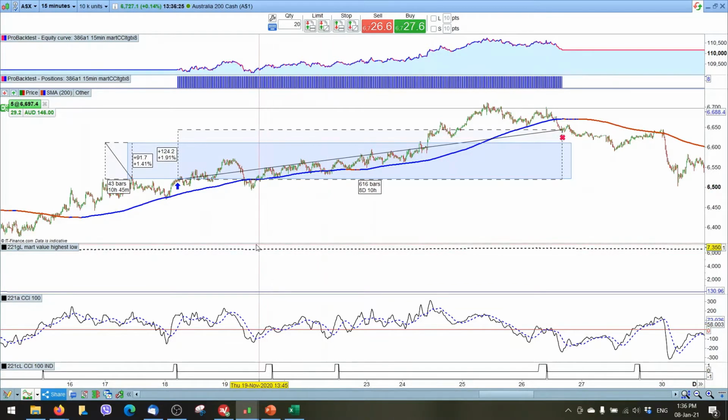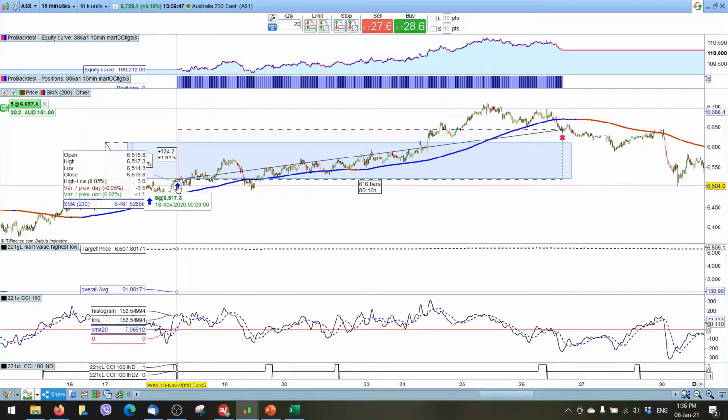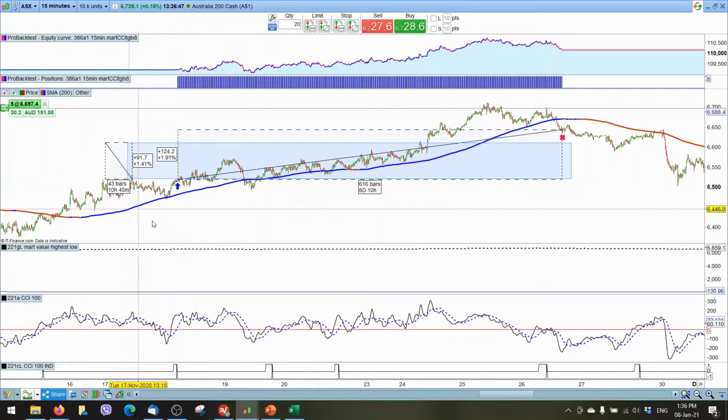So here I've redrawn the diagram in terms of where we entered and where we closed. And remember, the entry point was when the CCI moving average 20 crosses over the zero line, and the moving average of the price is in an uptrend, we enter the trade. So here we entered the trade at 65.17, and what I've done is show down here the target price.